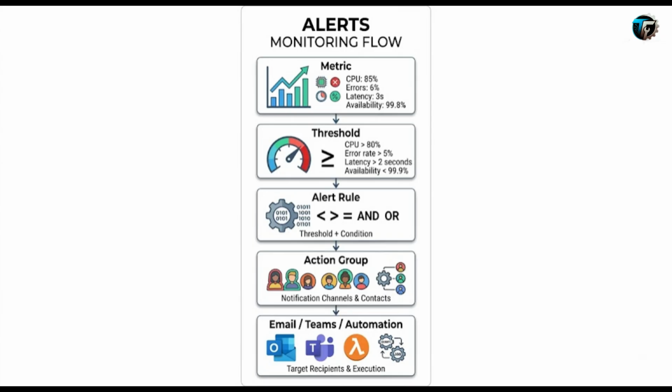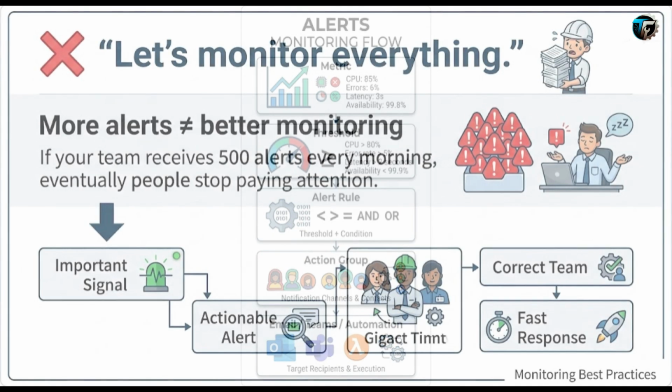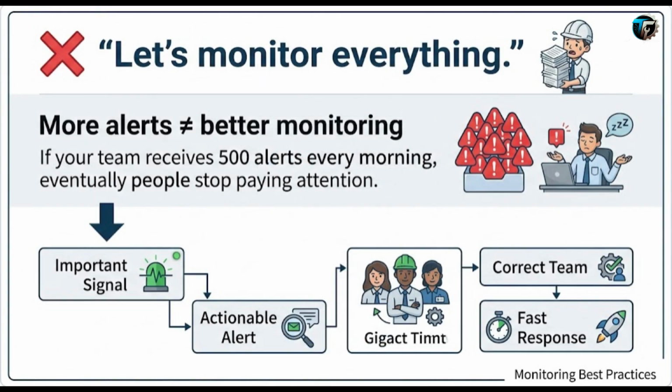Good alerting is about actionable signals, alerts that point to real issues and drive a response. It's not about generating thousands of noisy alerts that overwhelm the team. If your team receives 500 alerts every morning, eventually people stop paying attention. This is the classic architect's mistake. More alerts does not mean better monitoring. That's alert fatigue, and it makes monitoring useless. The right approach is to focus on important signal.